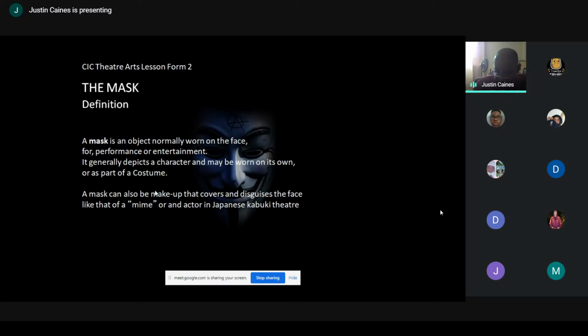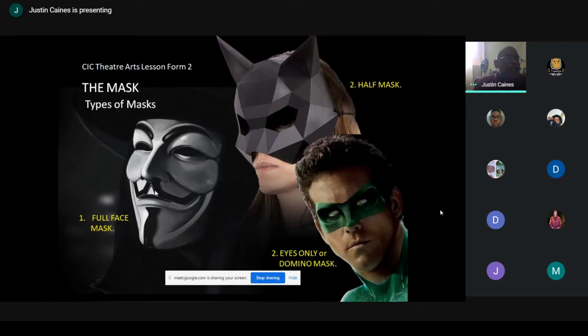So let's talk about culture for a minute. Okay, three types of masks. There's the full face mask, the Jabberwocky mask again. There's the half mask, which only covers either from the top of the head to, let's say, the nose and leaves the mouth exposed, or the bottom part of the face, leaving the eyes exposed and the mouth covered.